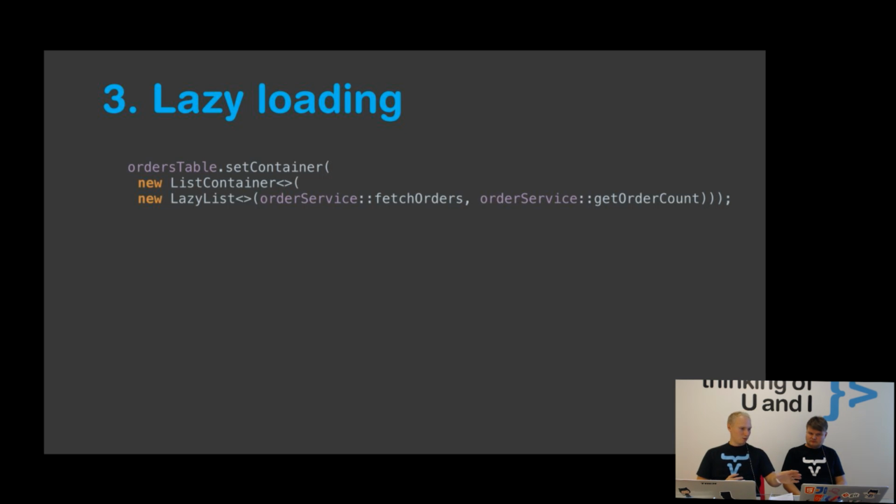So in this case, I'm using, again, something from that Viritin add-on by Matti, just because from an implementation standpoint it's very easy for me to explain what's going on here. So instead of pulling the whole database into memory and populating the container, we tell the container that you should call fetch orders to get the next batch of orders, and call get order count to get the full size of the data set that we have.